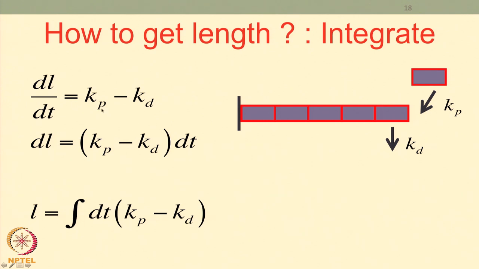So, let us look at here. What we know is dL by dt is Kp minus Kd. I could write dL is equal to Kp minus Kd times dt. I take this dt this side. Then I could write length L as an integral. This symbol is called an integral symbol. So, integral of Kp minus Kd times dt, with this symbol integral. This is the way one would compute this integral.